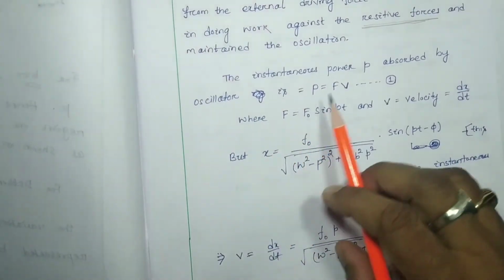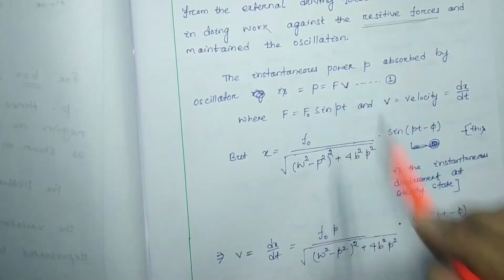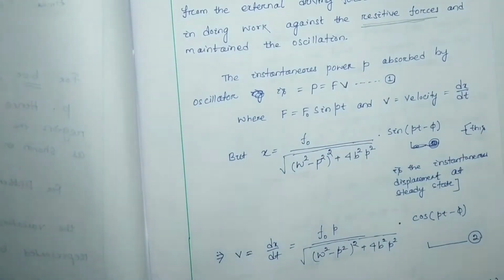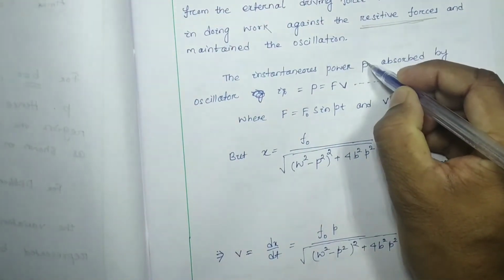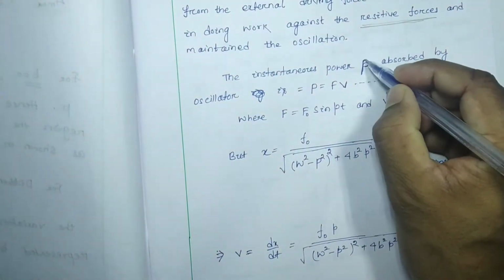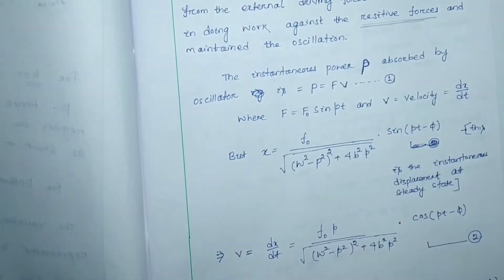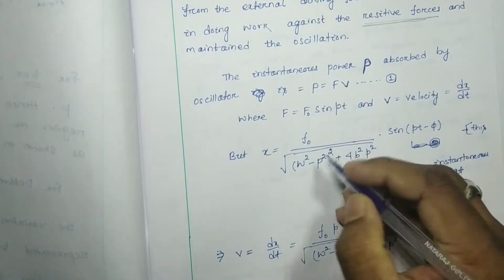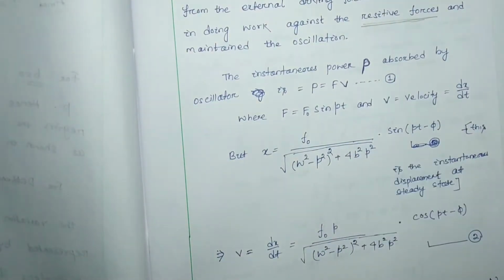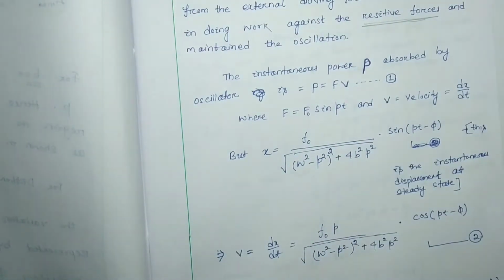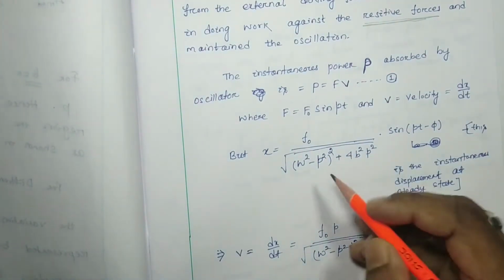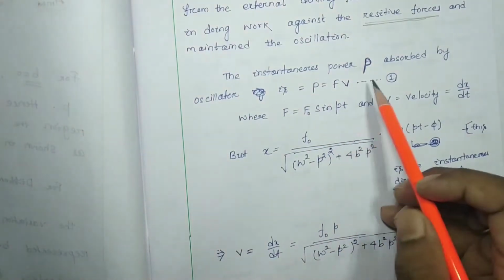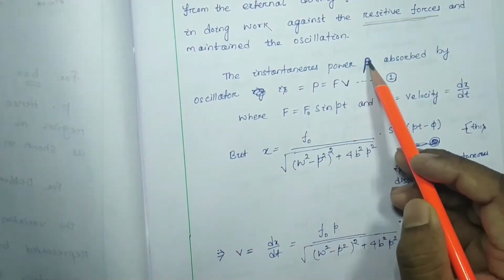The instantaneous power, capital P. Why am I saying capital P? Because we are also going to use small p as the angular frequency of the applied force. So here power is represented by capital P.